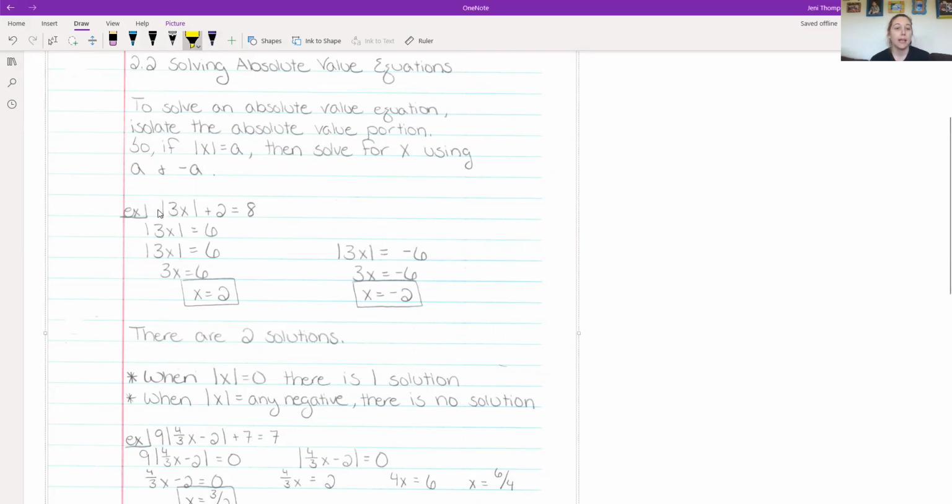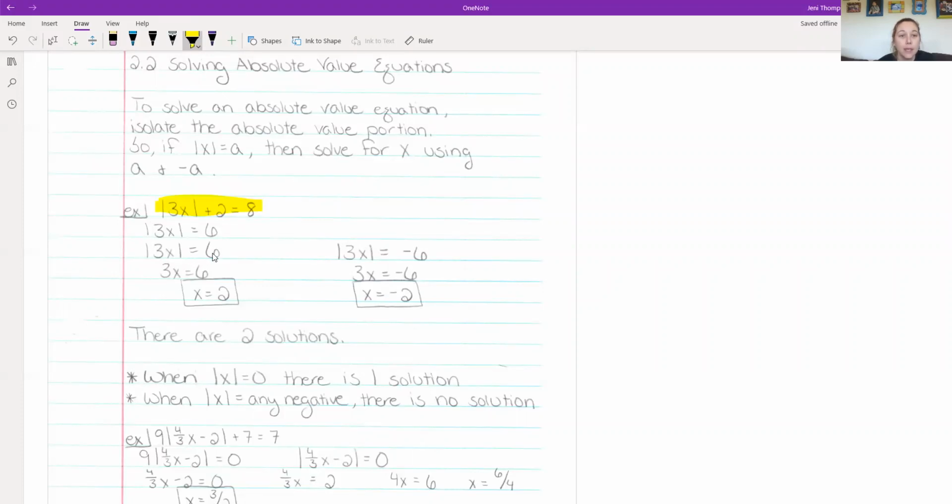So a quick example. Here, we've got the absolute value of 3x plus 2 equals 8. First, we need to isolate the absolute value, right? So that means getting this absolute value of 3x by itself on one side of the equal sign. We need to subtract 2 from both sides, so that gives us 3x equals 6. Now we have absolute value of something equals something, right? So now we need to solve for x for both the positive version of that thing and the negative version of that.